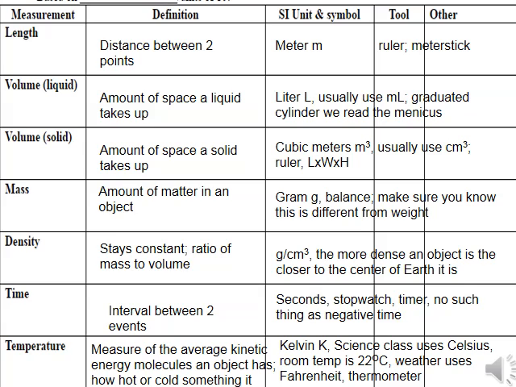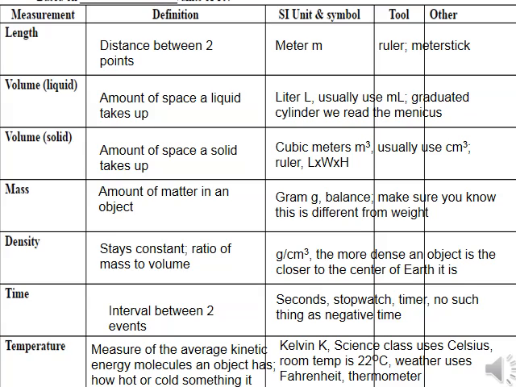Density always stays constant. The density of water is always 1. The density of ice is less than 1. That's why it floats. The density of salt water is more than 1. That's why it sinks. Doesn't matter if I have a little bit of water or a lot of water. The density of water is still 1.